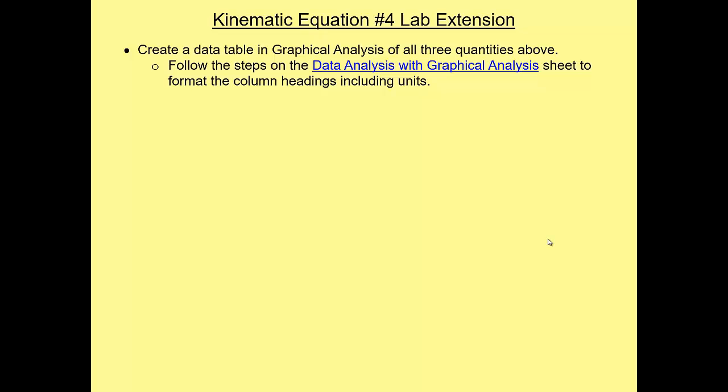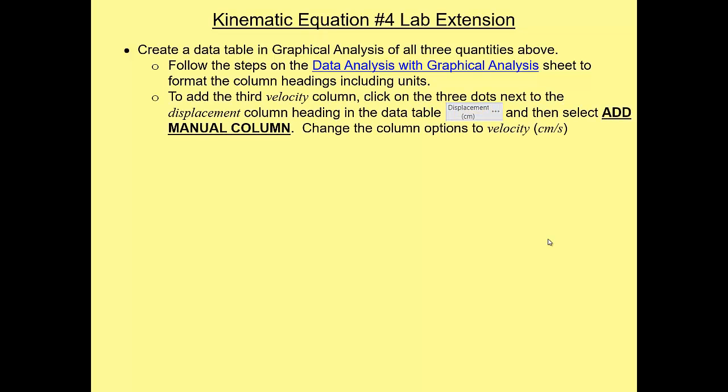I'll tell you how to get that third one in here in a moment. It starts out with only 2 columns, right? So change the column headings, do all that. Follow the sheet if you need help.